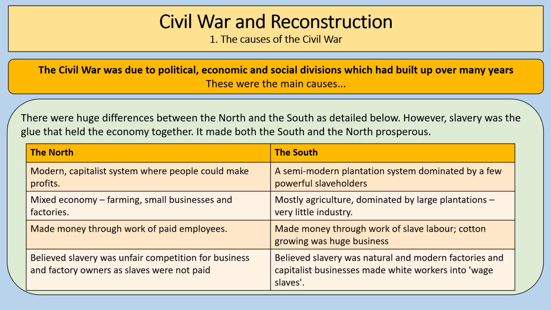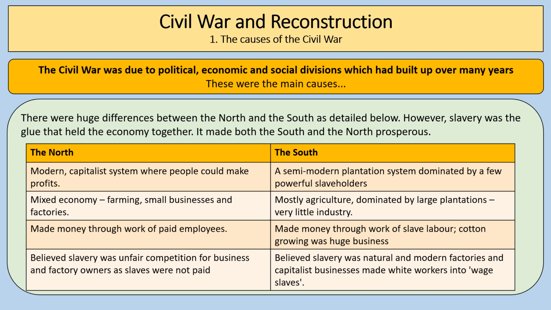Okay, so let's have a look at some of the causes of the Civil War. Now, this can be quite complicated, so we're going to go through this quite slowly, and then I'm going to review some of the key factors with you at the end as we look at the causes of the Civil War. So there were huge differences between the North and South, as detailed below. However, slavery had been the glue, I suppose, that held the economy in America together. It made both the South and the North quite prosperous.